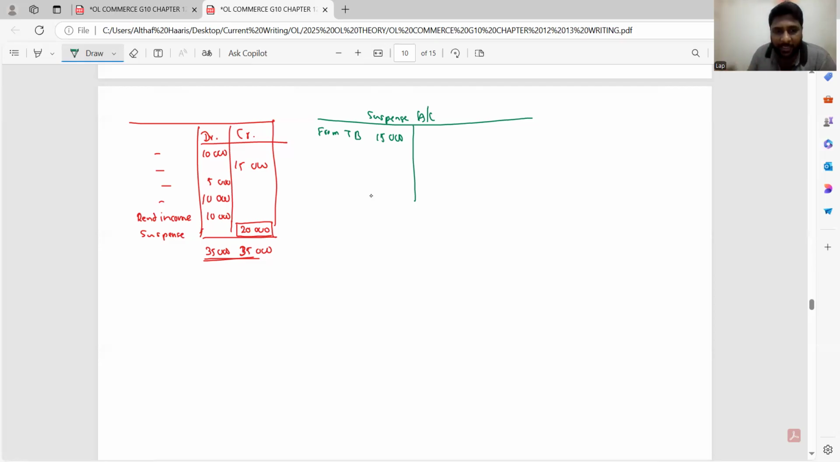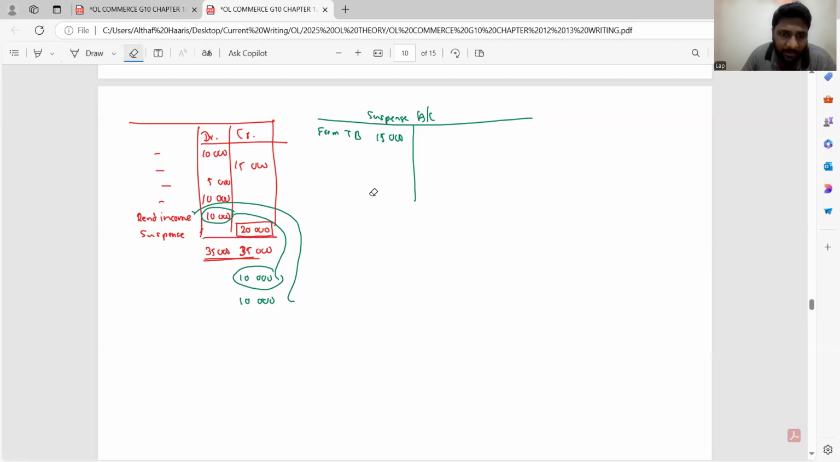So in order to correct it, 110,000 should be posted. I'm just saying, to remove this error, you have to put 110,000. You have to put another 10,000, which is the correct rent income, for the credit side.